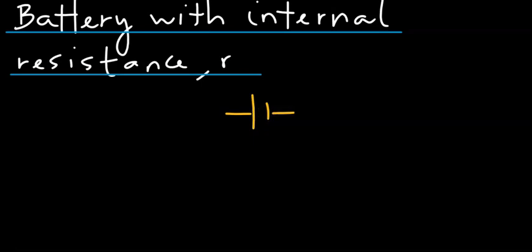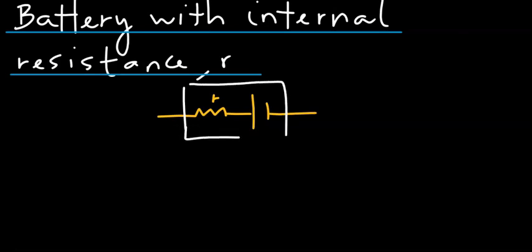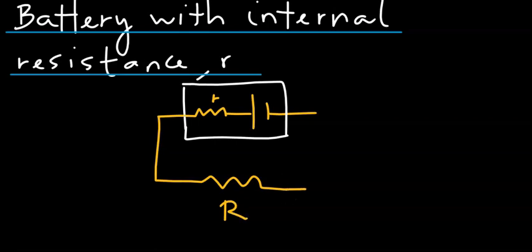So you have the same two lines, and you have an additional resistor with resistance little r, and since this little r belongs to that battery, we shall enclose them in a box like that. So this is how we represent a battery with internal resistance. Now, if we were to connect this battery to, let's say, an external resistor with resistance R and complete the circuit, it would look like this.